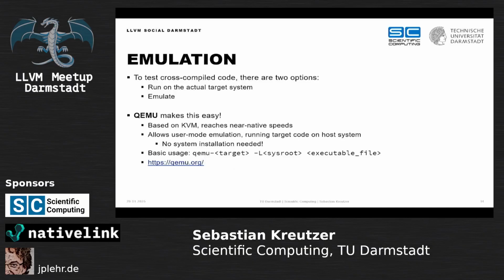Cool. So now we learned how to cross-compile, but like I said before, if you actually need to test your code, need to run the code that you cross-compiled, you have two options. Either you run it on the actual target system, or you emulate. And I found, well, for emulation, QEMU is a very good project. Makes it very easy, much easier than I thought it would be. This is a project based on the kernel virtual machine in Linux, which is pretty fast, reaches near native speeds.